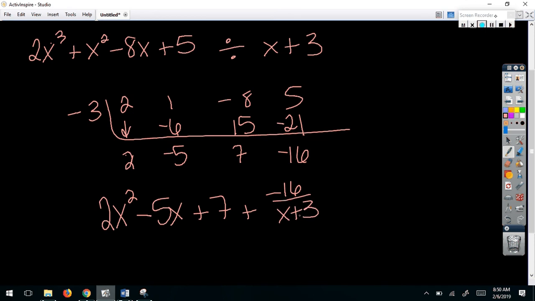So interpret. This is going to be 2x squared minus 5x plus 7 with a remainder of -16 over x plus 3. Now, fourth one. I want you to think about what it means to be a factor. Because remember, this is all about division, and factoring is what we always come back to.